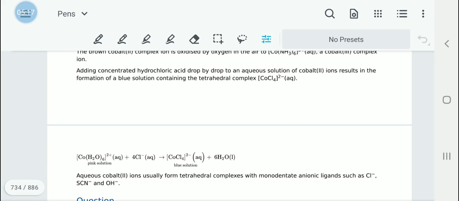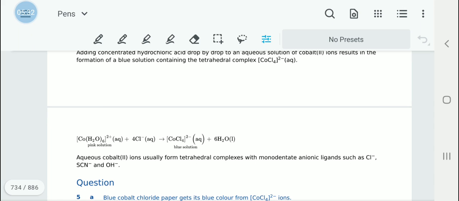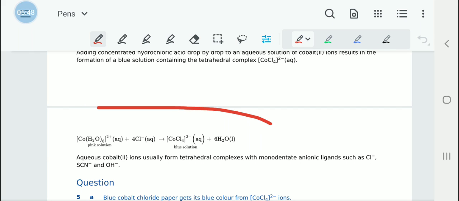Leave a line and write. If concentrated HCl is added drop by drop, the tetrahedral complex [CoCl4]2- aqueous would be produced, which is usual for monodentate anionic ligands such as Cl-, SCN- and OH- with cobalt. Please write this equation as well.